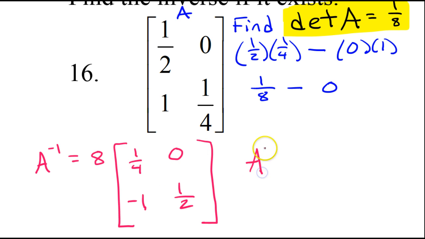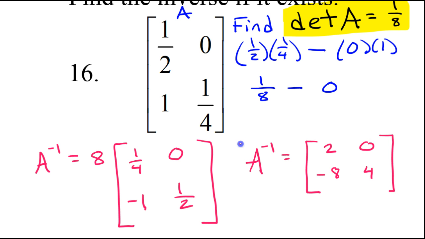So A inverse should equal, let's see, 8 times 1/4, that's 2, because 4 goes into 8 twice. 8 times 0, of course, is 0. 8 times negative 1 is negative 8. And 8 times a half is 4. Half of 8 is 4. So this, my friends, is A inverse.